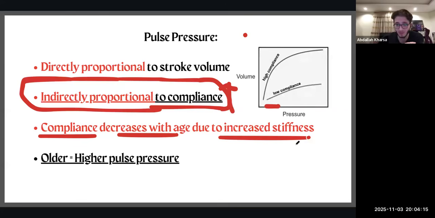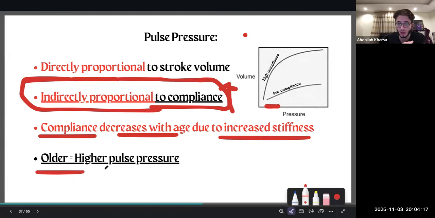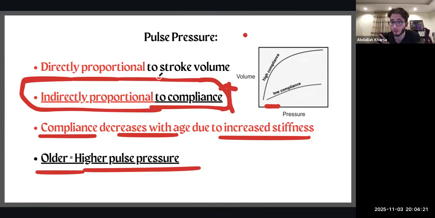So because of this, an older person will have a higher pulse pressure. This doesn't have to do with their stroke volume. This doesn't mean that their heart is pumping more blood. No, it's not related. This is a relationship and this is another relationship. This is because the vessels need a bigger change in pressure to accept the blood. So they end up having a higher pulse pressure. Is this clear?